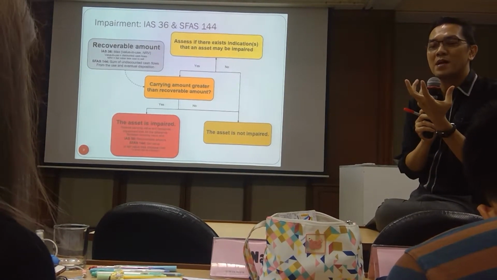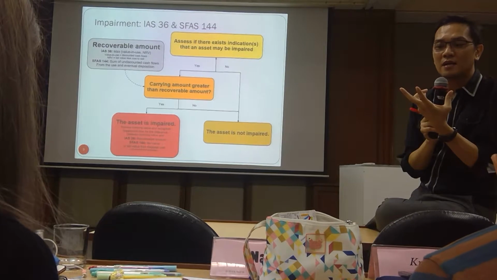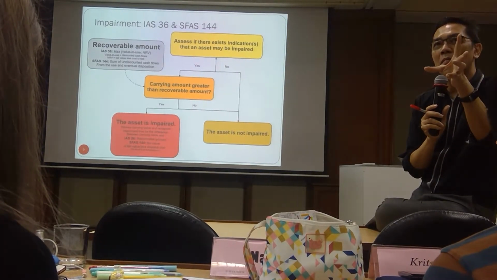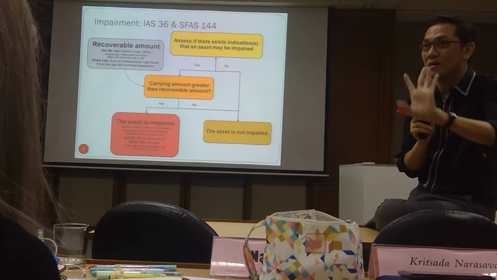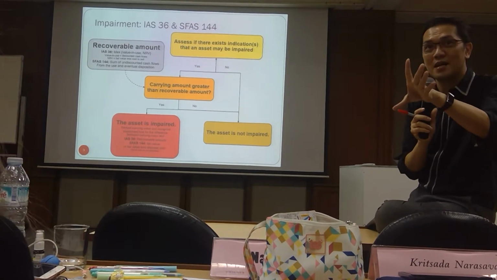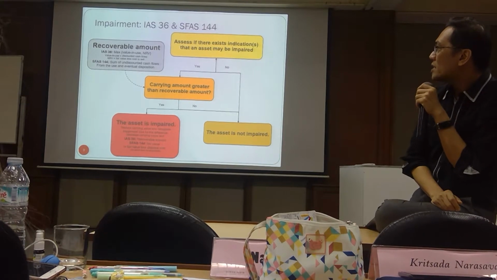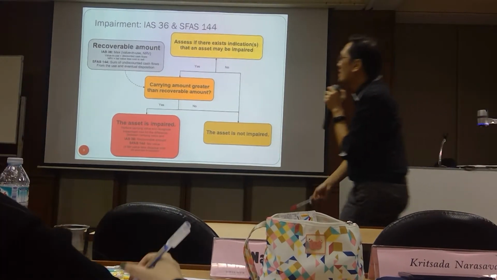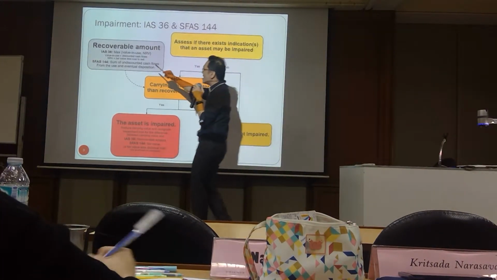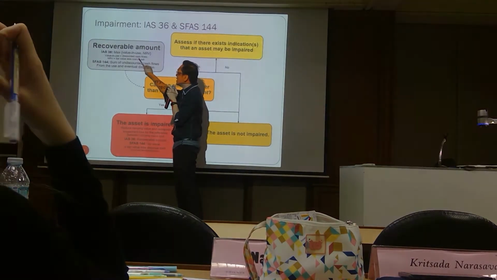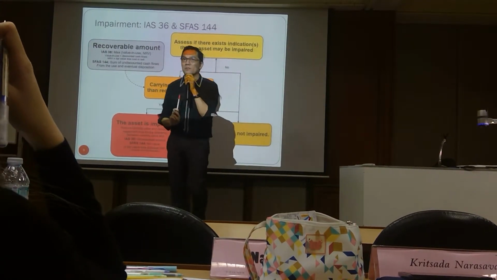For NRV of a machine, it's basically easy to calculate. You use the market value of the machine minus the cost to sell. Done. Got it? But now the problem is value in use. What does value in use stand for? I'll write it down here: discounted cash flow. What is that supposed to mean?